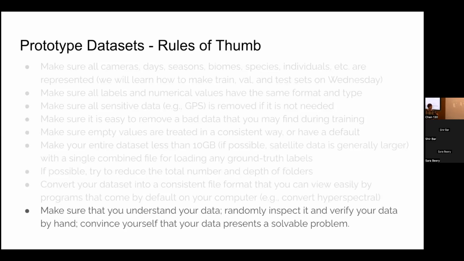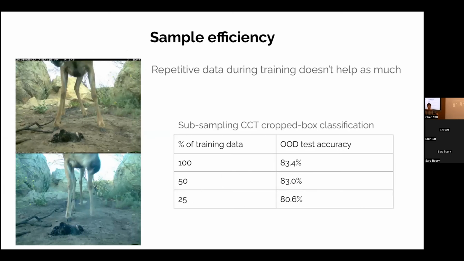And also, I think the intuition you build about the data really helps you make choices about the parameters of the models that you're training, the data augmentation, all of that. So I think building intuition, really looking at the data, helps a lot. Another thing that we want to talk about is sample efficiency.